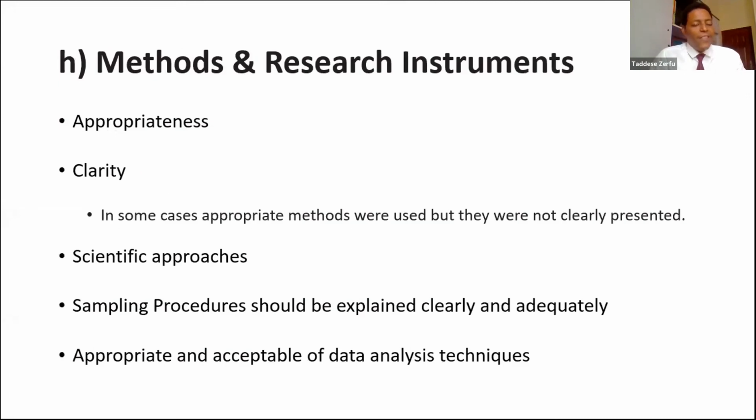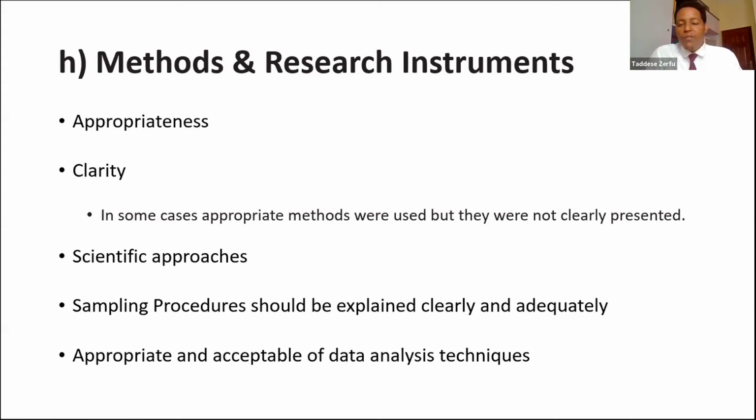The methods, I think this is a very critical component of your proposal, so it should be very appropriate. That means you have to use appropriate methods rather than methods which are not convincing or not appropriate to the research proposal. For example, if the research is on a qualitative approach, you have to use a qualitative approach, if you are exploring a new idea, rather than using a quantitative approach because you like it. So it has to be appropriate and clear. In some cases, appropriate methods may be used, but they are not clearly presented. So clarity is very important, and you have to use a scientific approach.